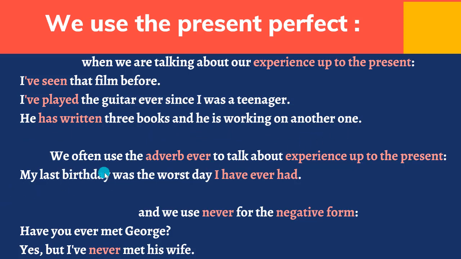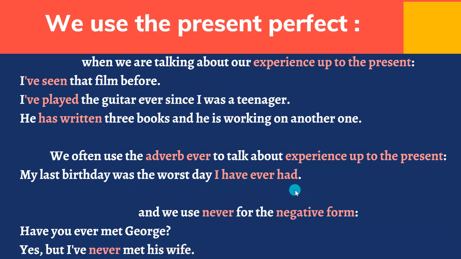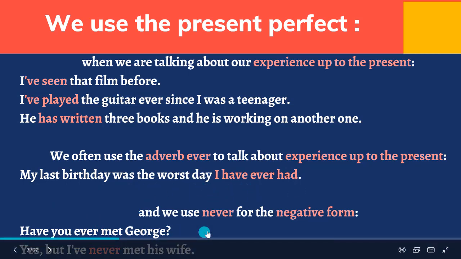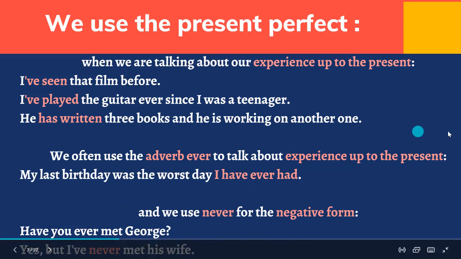Okay. We often use the adverb ever to talk about experience up to the present. For example, my last birthday was the worst day I have ever had. And we use never for the negative form. Have you ever met George? Yes, but I've never met his wife. Okay.